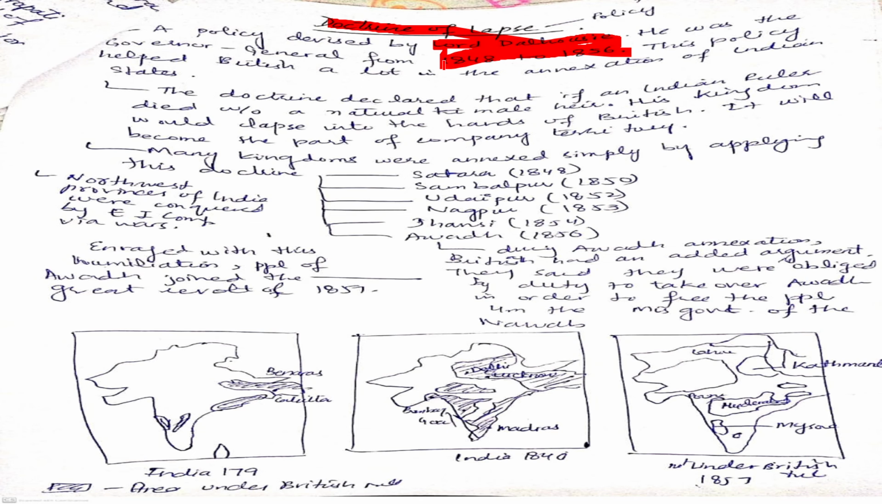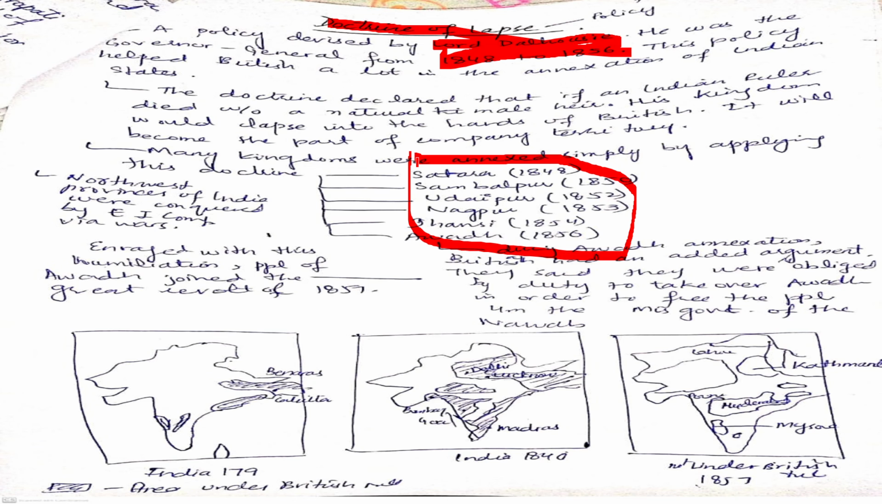Many kingdoms were annexed simply by applying this doctrine. Satara, in 1848, came under British territory due to the Doctrine of Lapse. Sambalpur, Udaipur, Nagpur, Jhansi and Awadh were also part of it. During the Awadh annexation, the British had an argument: they said they were obliged by duty to take over in order to free the people from the misgovernment of the Nawab. Enraged by this humiliation, people joined the Great Revolt of 1857 also.